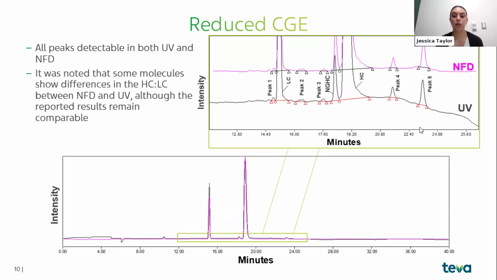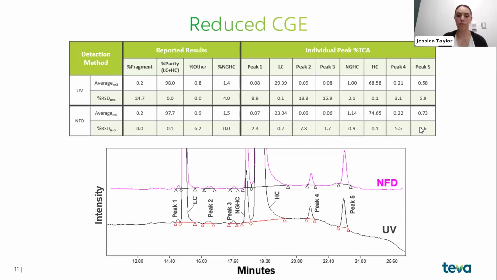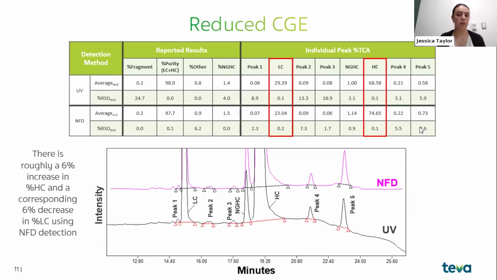Now, if we look here at another reduced example, you can see in the zoom view in the upper right that once again, any peak that we see in the UV trace is also detectable using the native fluorescence detector. But for this example, we did see a higher heavy chain to light chain ratio using the native fluorescence detector compared to the UV detector. What that means when we look at the numeric data for that sample, if we look at our individual light chain and heavy chain peaks, which I have boxed here in red, is that we see a roughly 6% increase in our percent heavy chain and a corresponding 6% decrease in our percent light chain.